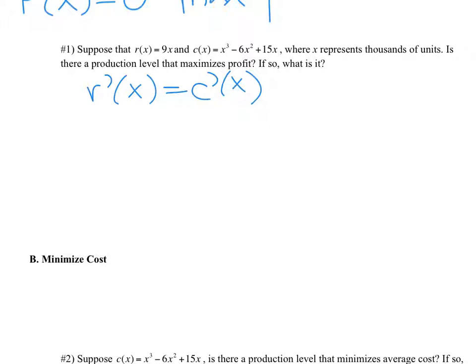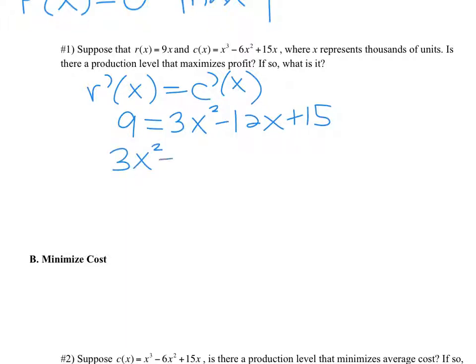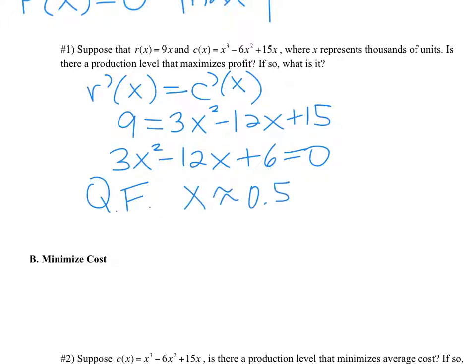So what is R prime of X? 9. And what's C prime of X? It's 3X squared minus 12X plus 15. All right, so subtract 9 to the other side, and you get to use your program. Yay! So you go to your quadratic formula program in your calculator that Mr. Shredlin gave you, and you figure it out. Beep, boop, beep, boop. You get 2 answers. The answers are about 0.586 and 3.414. What happens is this first one, this 0.586, is actually a minimum, and this will give you a maximum.